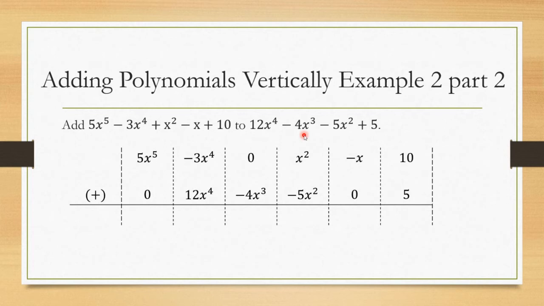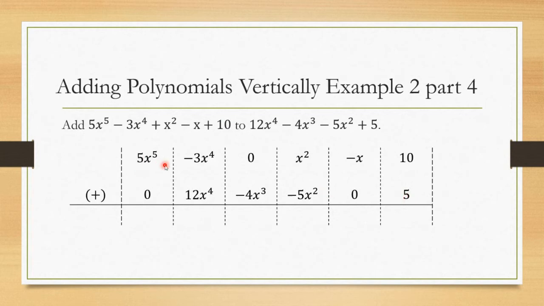The minus 4x cubed, right? Well, this column has a 0 for the x cubed term, so that goes in this column. Minus 5x squared, well, its like term is x squared, so that goes here. There's no x term, so I put 0 as a placeholder. 5 and 10, right? 5 goes in this column because 5 and 10 are like terms. Now we're ready to combine. We're ready to add.